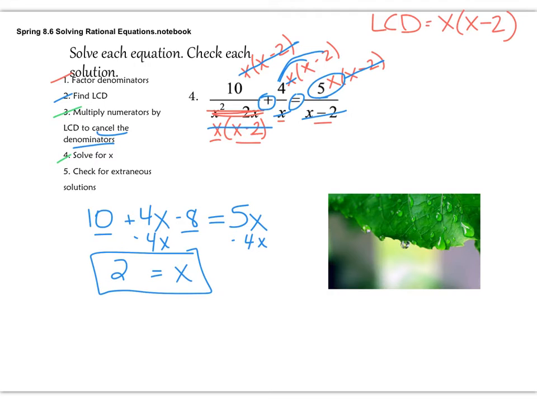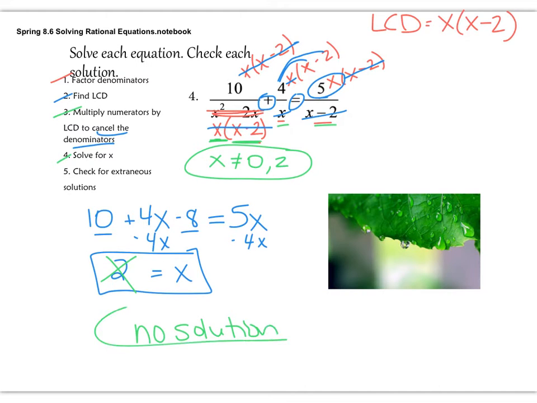So step 5, check for extraneous. Let's see, x cannot be, this would give me a 0. This would give me 2, 0, that gives me a 2. So those are my restrictions. My answer, I have x equals 2. Nope, not allowed. So there is no solution.